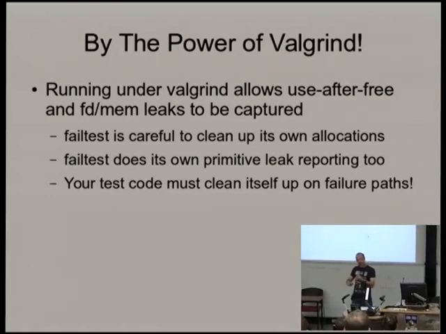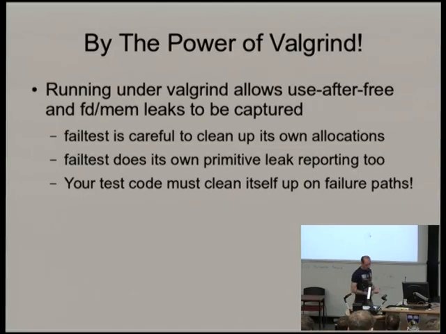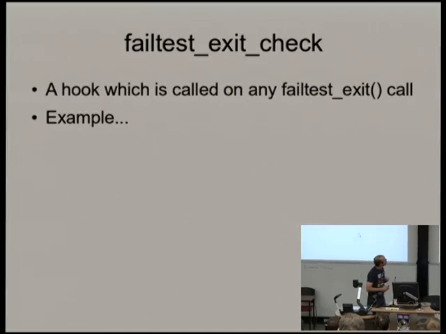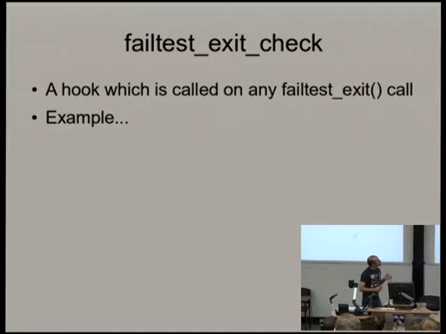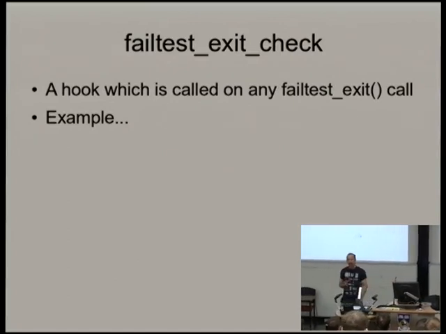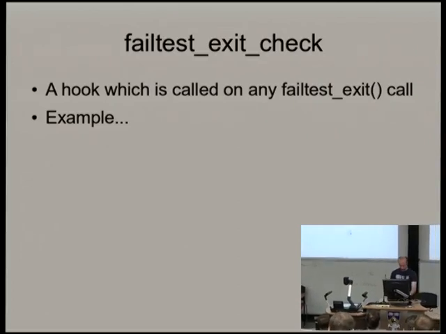But if you've got your test code clean, and fail test is already clean, then you will actually find leaks that happen on failure paths in the code you're testing. So that can be incredibly useful, and I run it under Valgrind. That's how I do it. Okay, now on any fail test exit call, you get this hook that's called, and the best example of this is probably in the NTDB code.